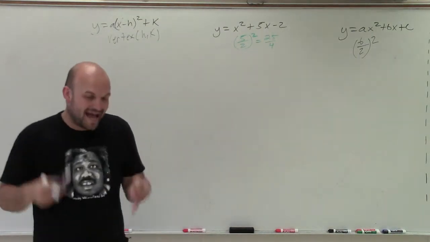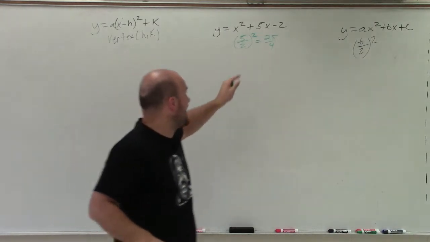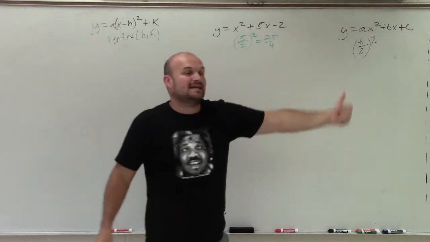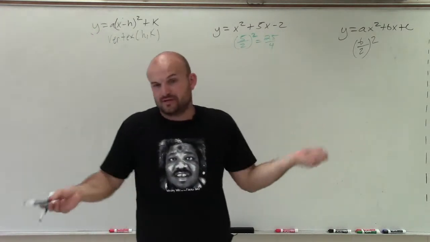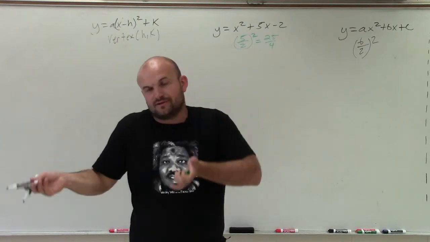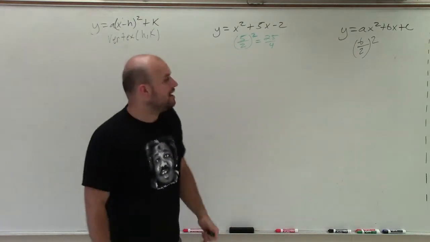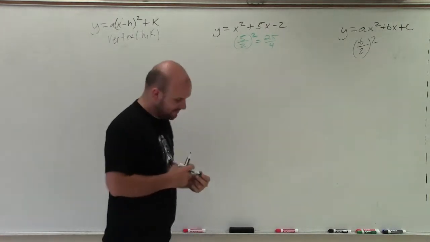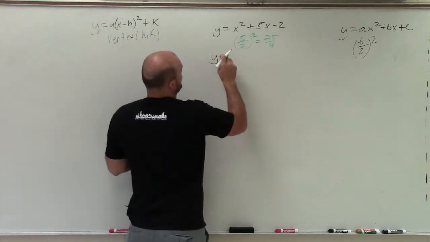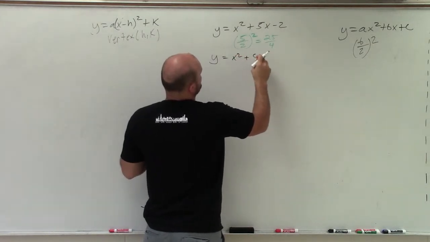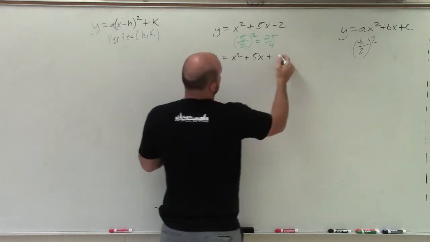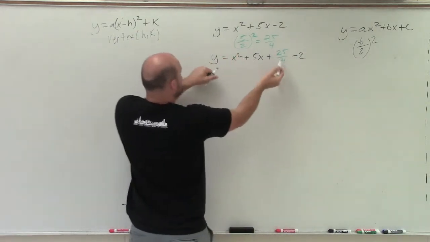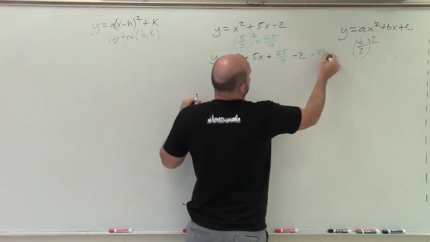Then I'm going to add that to be my new constant. Since I'm adding it on one side, I have to balance it. When solving equations, you add on both sides, but since I want to always keep y by itself, I'm going to add and subtract on the same side. So I have a new equation: y equals x squared plus 5x plus 25 over 4 minus 2. Since you add it, we also have to subtract it.